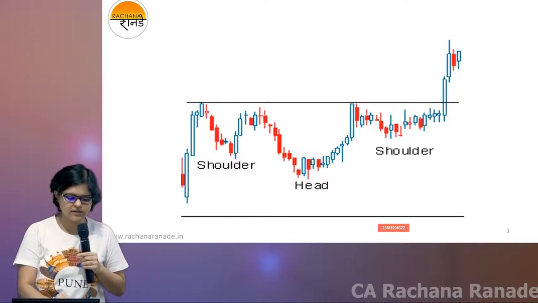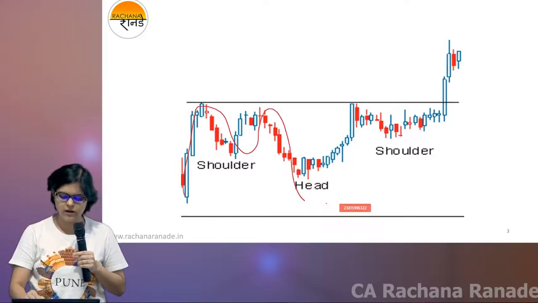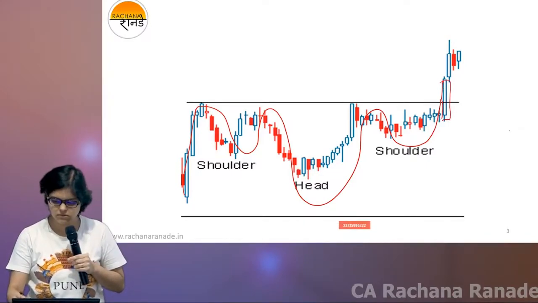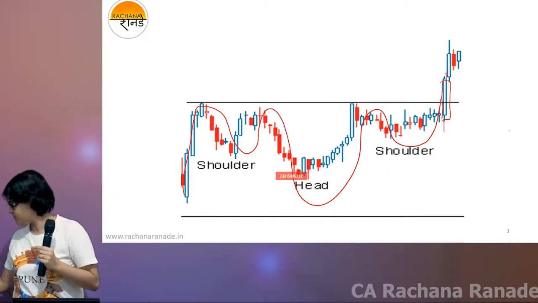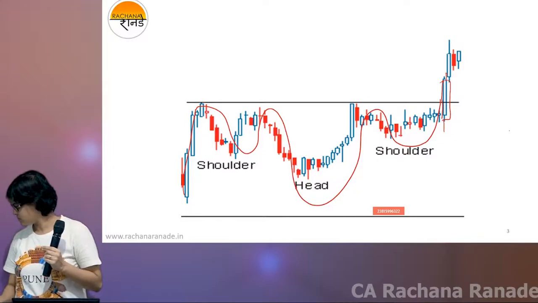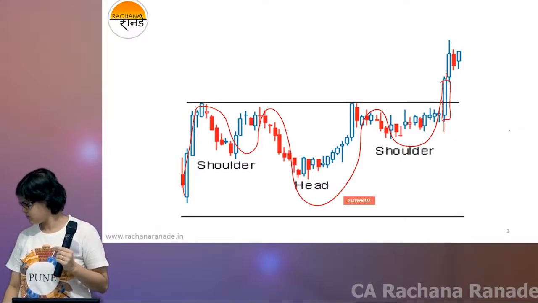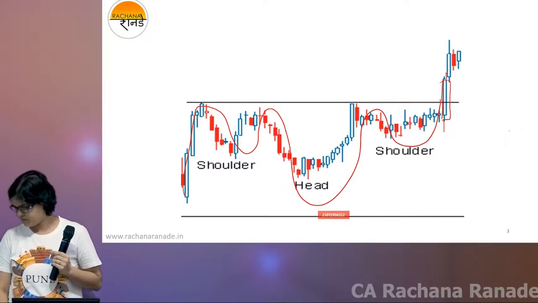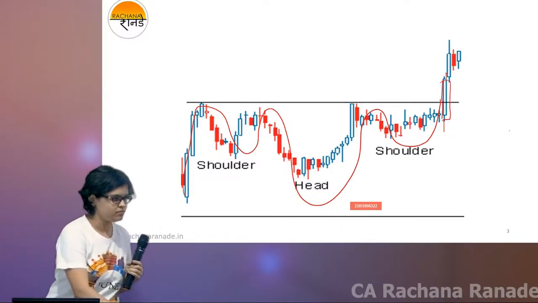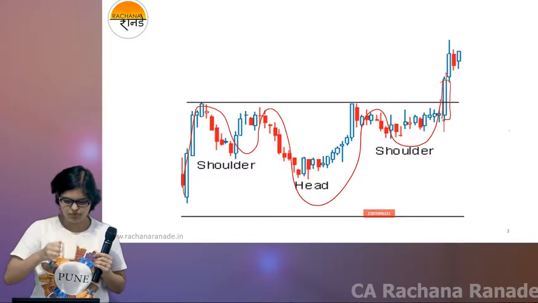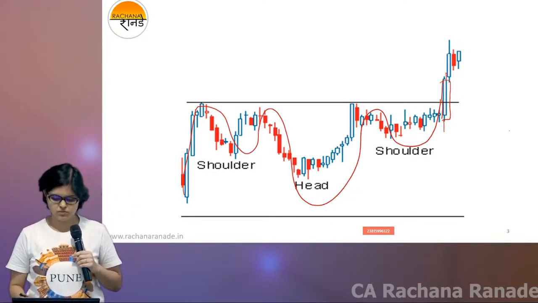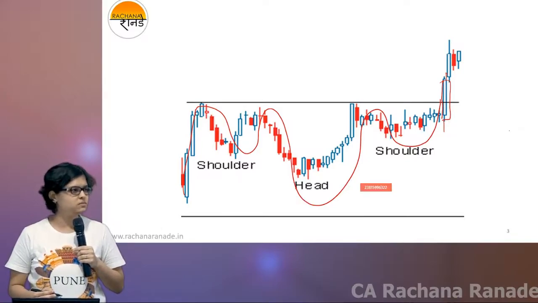What you can do is you can just draw it something like this: a line, then a shoulder, a head, a shoulder, and at the end draw this breakout candle. Is this clear? Done till here? Have you drawn it? Yes.